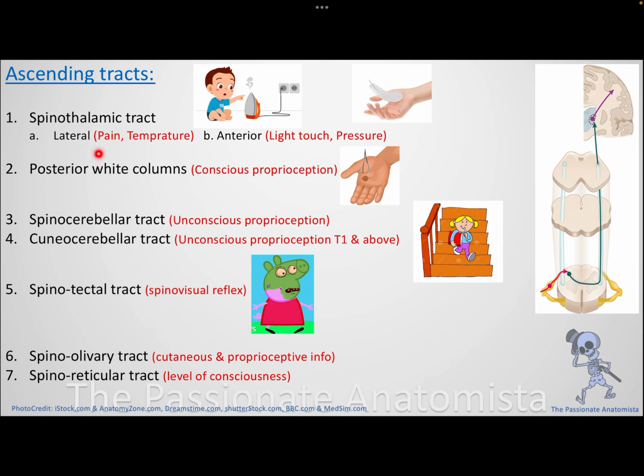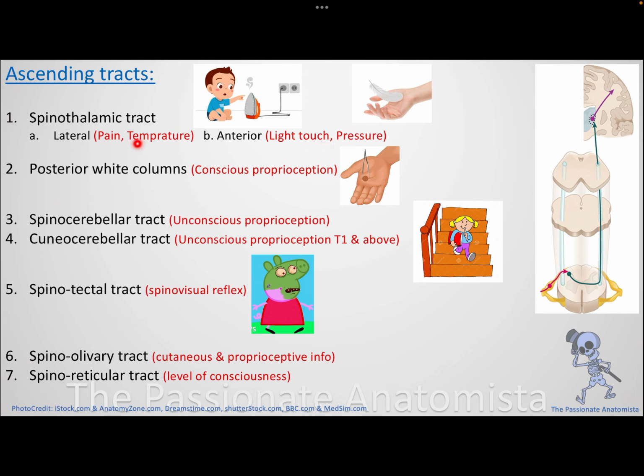First of all, we have something called the spinothalamic tract. So the spinothalamic, from the name, it starts at the spinal cord and it ends at the thalamus, the VPL of thalamus. Perfect. Now, what does that do? If we have the lateral spinothalamic, it's responsible for pain and temperature. If it's the anterior one, it's going to be light touch and pressure. Okay, so the spinothalamic tract, sometimes they used to teach it as one tract. Some books will tell you it's lateral and anterior. So the lateral is pain temperature, the anterior is light touch and pressure.